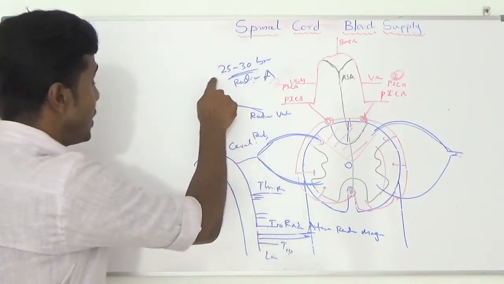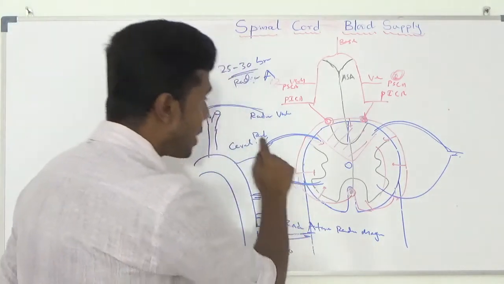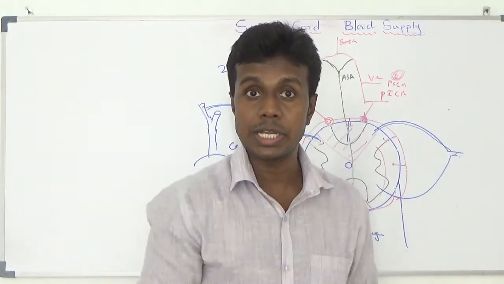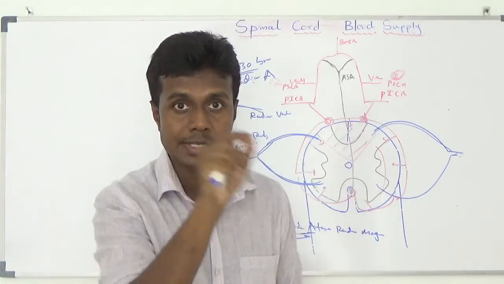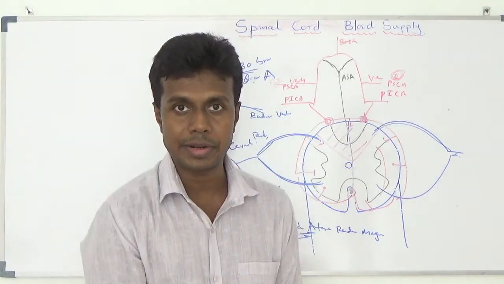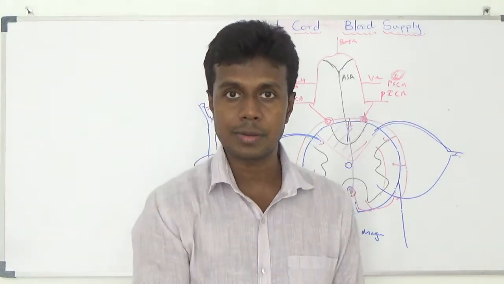So 25 to 30 of those branches are going to supply your spinal cord. In addition to the two posterior spinal arteries and one anterior spinal artery, they are going to be nourished by those arteries.